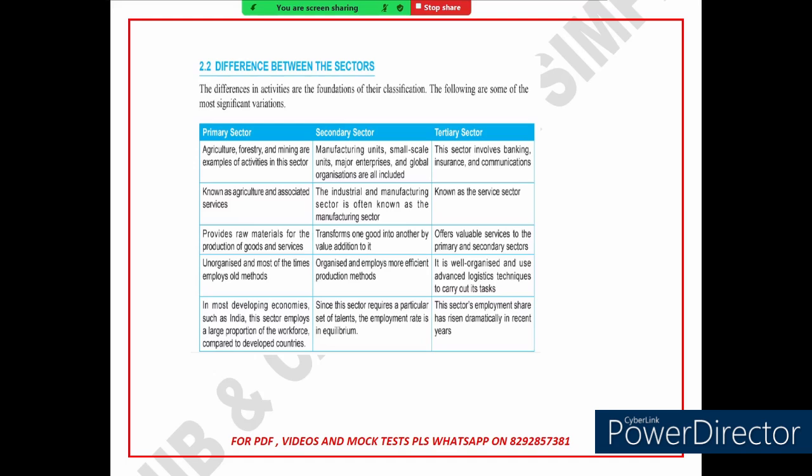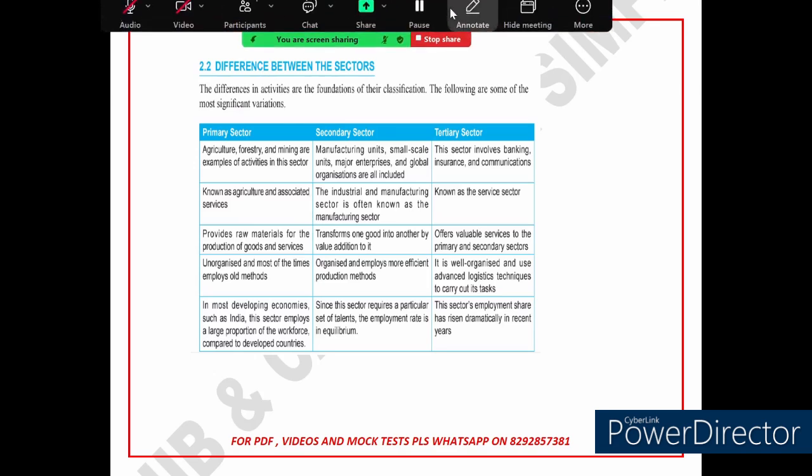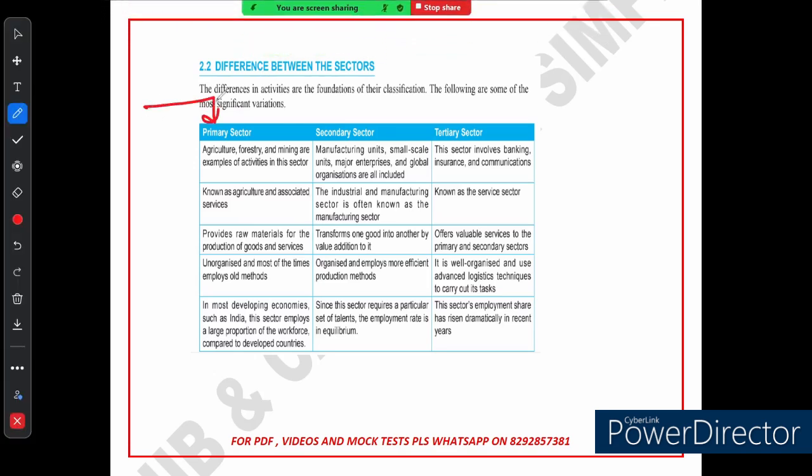Now, we have already explored the different sectors of the Indian economy, from the primary sector to the tertiary sector. So we'll compare the primary, secondary and tertiary sectors to understand how they differ and complement each other in driving economic growth. Each sector in the Indian economy plays a unique role, and their differences are foundational to how we classify economic activities. Let's first talk about the primary sector.